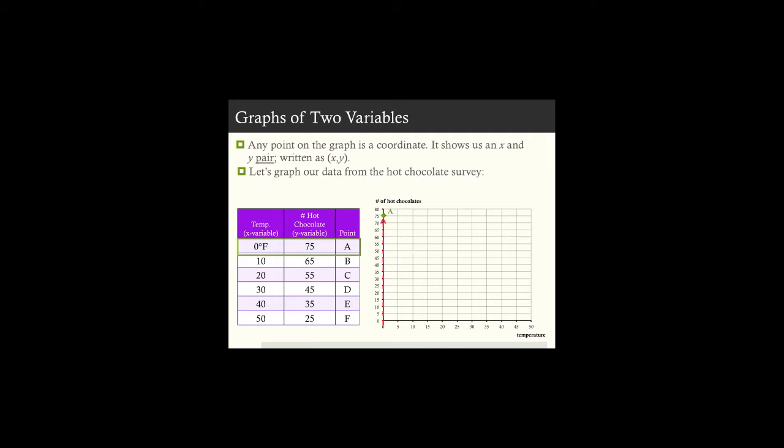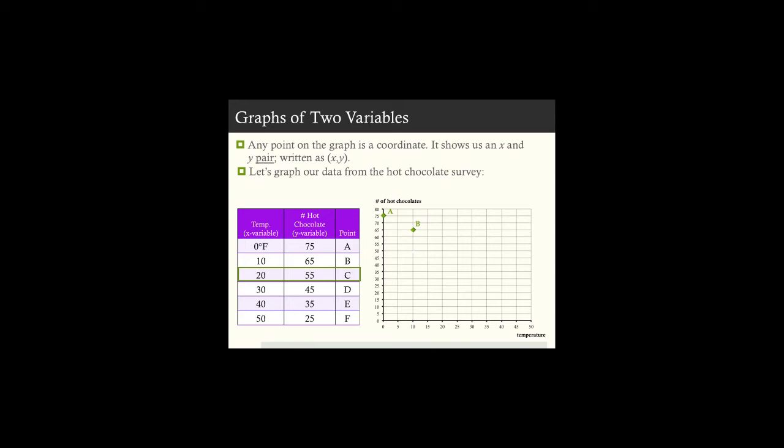So when the temperature is 0 degrees, the number of hot chocolates is 75. So to graph that, I don't have to move anywhere. I'm already at the origin on x equals 0, and I have to move up along the y-axis by 75. When the temperature is 10 degrees, the number of hot chocolates sold is 65. So to graph this, I'm going to move along the x-axis by 10 units, and then I'm going to move up along the y variable by 65 units, and this gives me point B.